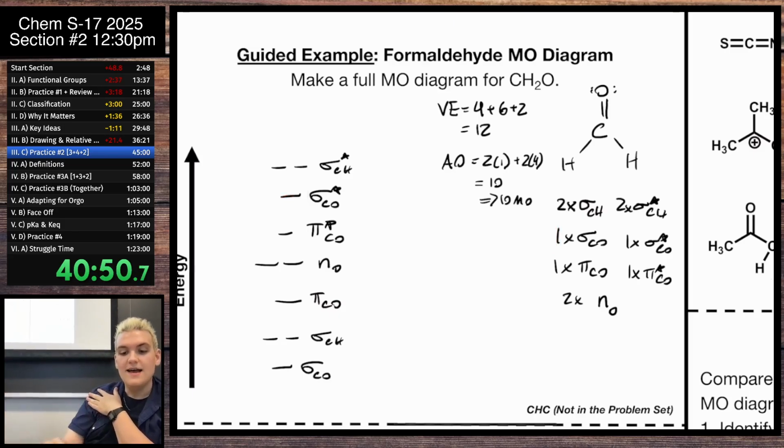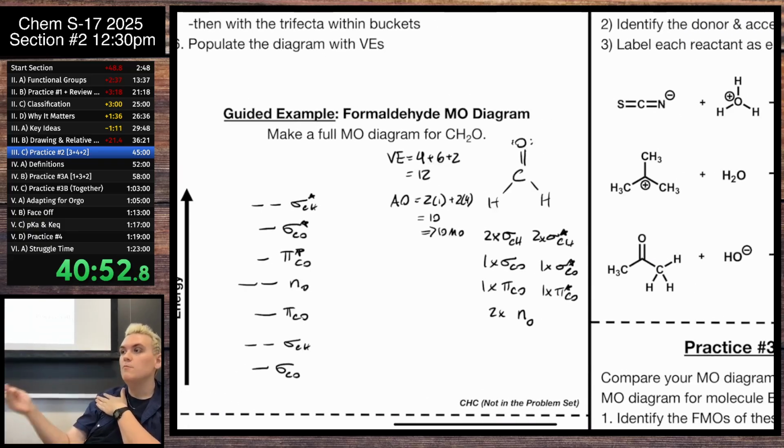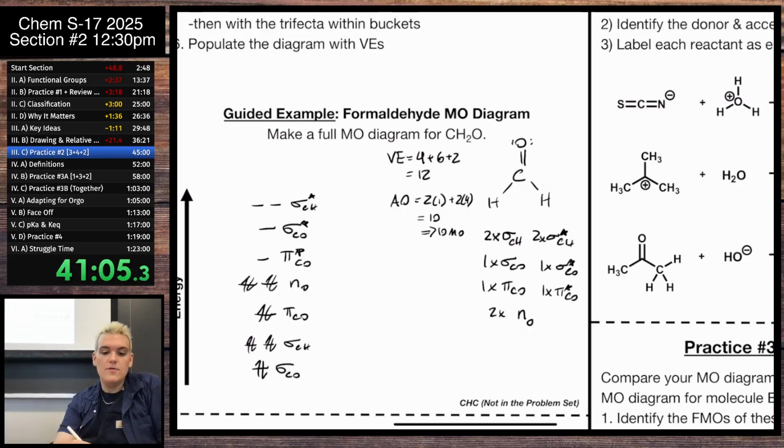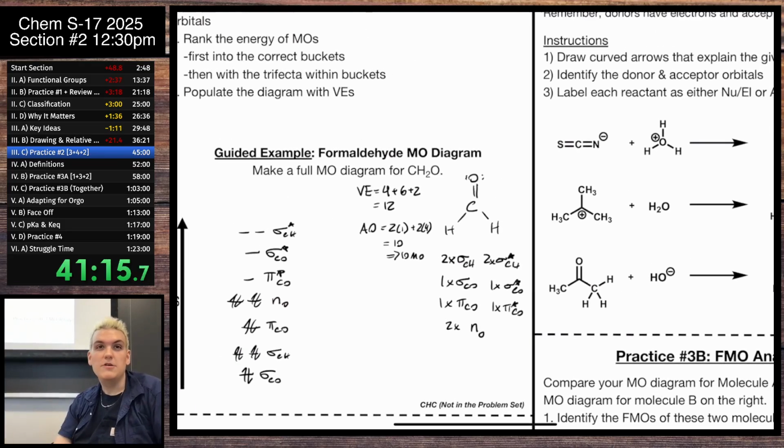So then last step is you populate your diagram with the valence electrons. So we said that we have 12 valence electrons. 1, 2, 3, 4, 5, 6, 7, 8, 9, 10, 11, 12. And we are done. And it should be so that all of your bonds and any lone pairs are filled, and then your antibonds are unfilled. So we did that pretty quickly. I don't think that took more than 6 minutes, but it takes some practice to build up the speed with that.